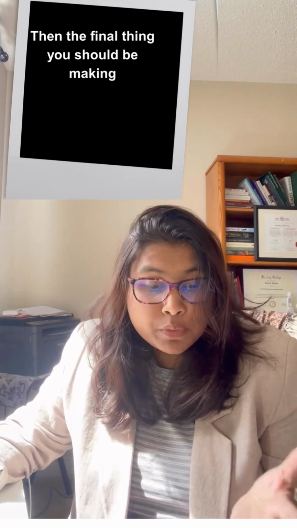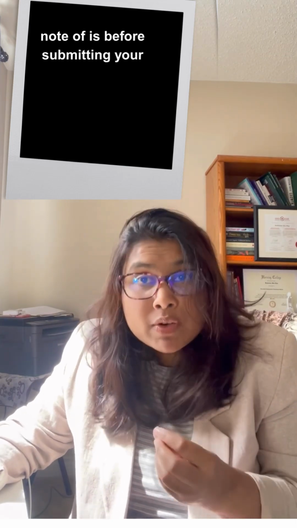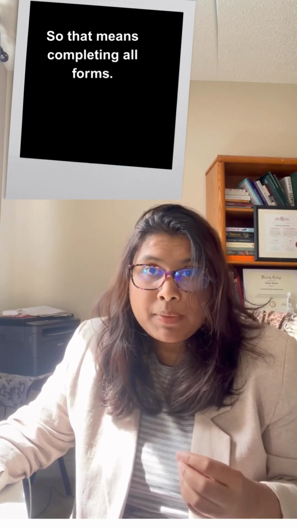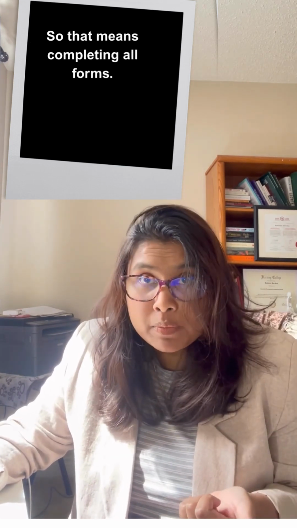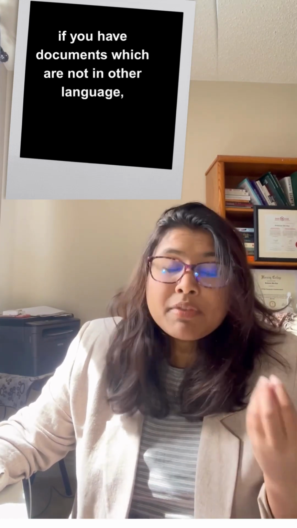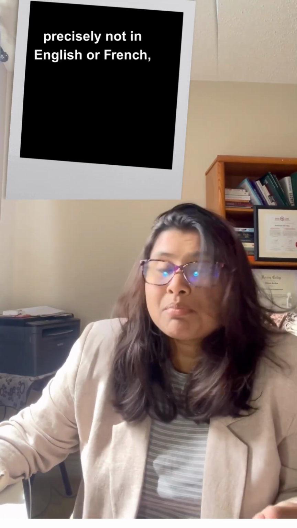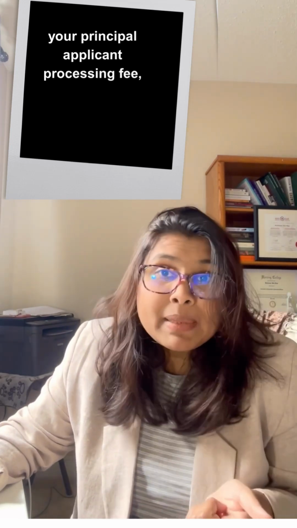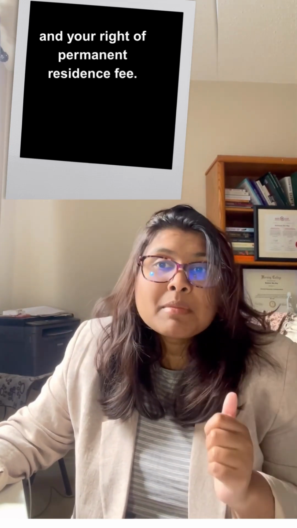Then the final thing you should be making note of is before submitting your application, you need to finalize your application carefully. That means completing all forms, ensure all forms are complete, accurate, very important, and properly signed. If you have documents which are not in English or French, then have them translated by a certified translator. Pay all the applicable application fees. This includes your sponsorship fee, your principal applicant processing fee, and your right of permanent residence fee.